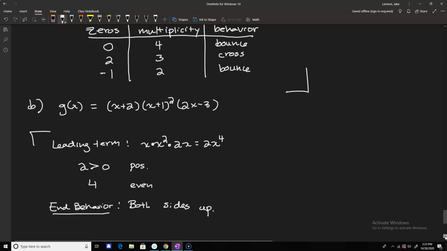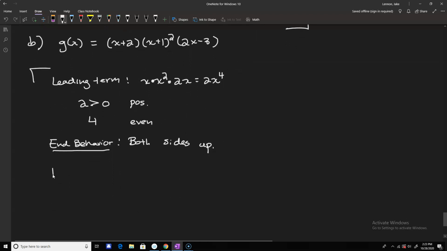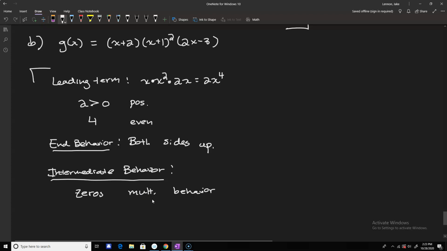Now we just need to determine what the intermediate behavior is. Again, we want to make that chart, with our zeros, the multiplicity of the zeros, and then the resulting behavior. So what are the zeros this time? Our three factors are x plus 2, x plus 1, and 2x minus 3. So the zeros would be negative 2, negative 1, and if you plug in x equals 3 over 2, 3 over 2 times 2 is 3, and then 3 minus 3 is 0. So we have 3 over 2 as our last zero. Our multiplicities are 1, 2, and 1.